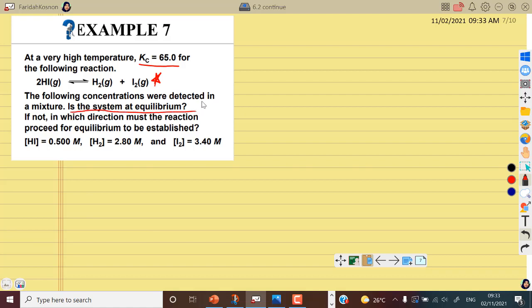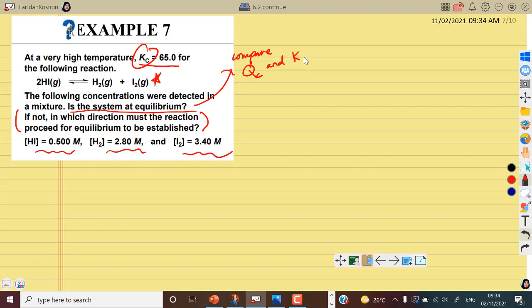Nampak soalan tanya, is the system at equilibrium? If not, in which direction, okay, must the reaction proceed for equilibrium to be established? Maksudnya, kalau sistem itu tidak mencapai keseimbangan, apa reaction perlu buat? Nak proceed to the left ke, nak proceed to the right in order to achieve the equilibrium. Jadi, yang diberikan kat sini adalah concentration. So, bila dia kata is the system at equilibrium, confirm we have to compare disebabkan dia beri QC, KC, kita akan compare QC and KC.